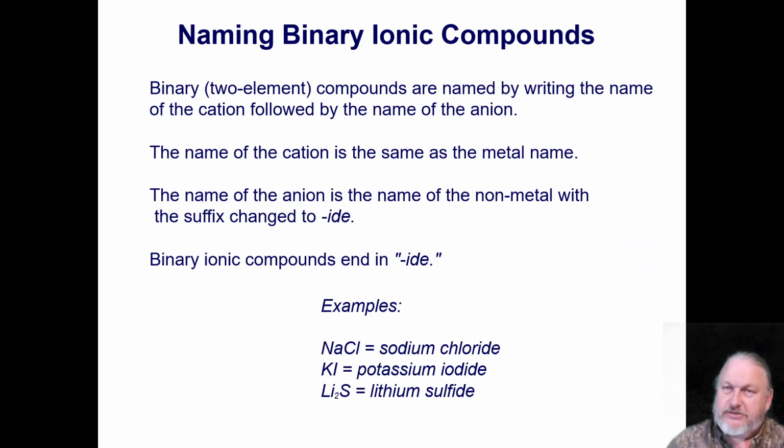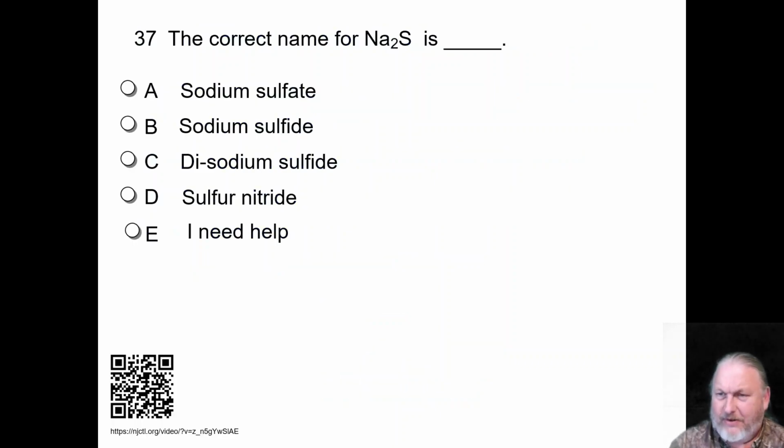All right, so for these two-element compounds, we write the name starting with the cation first, the metal, and then we follow it with the anion. So if we have NaCl, we have sodium, the name of the metal, chloride. KI is potassium iodide. Li2S, we talked about how we did that in 4C, 4D: lithium sulfide. Not hard.